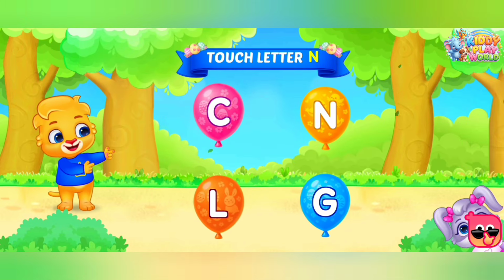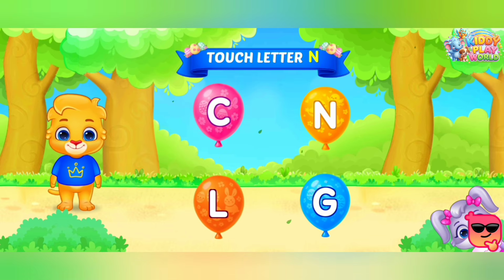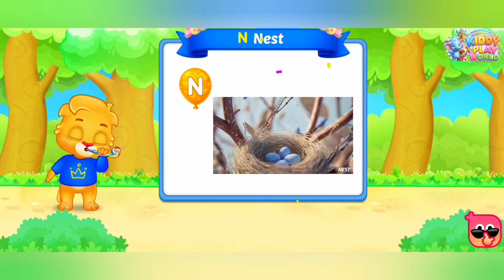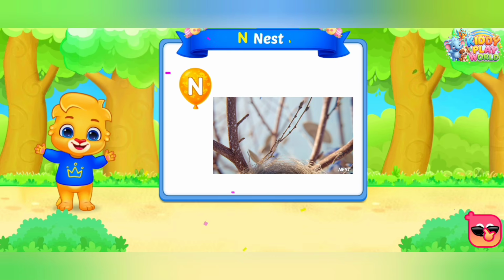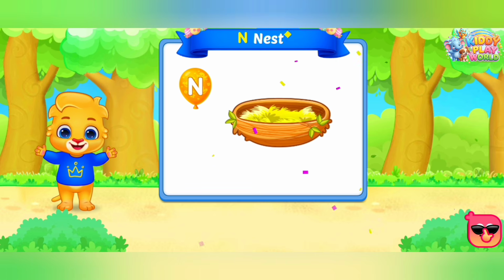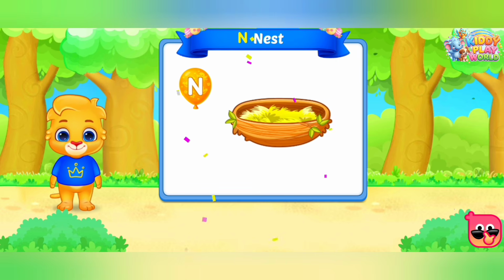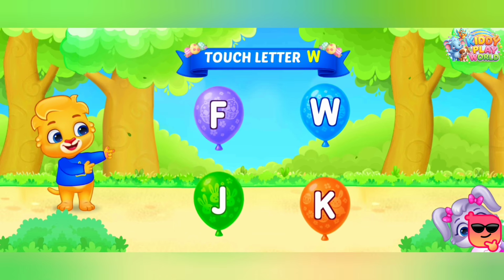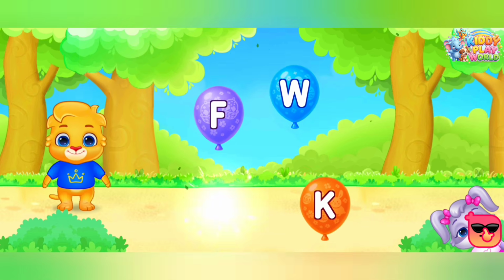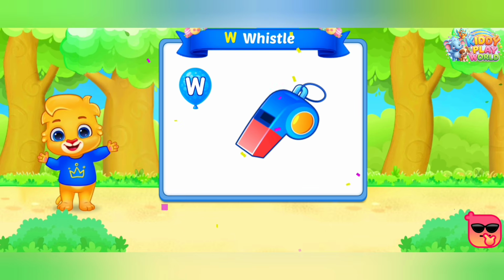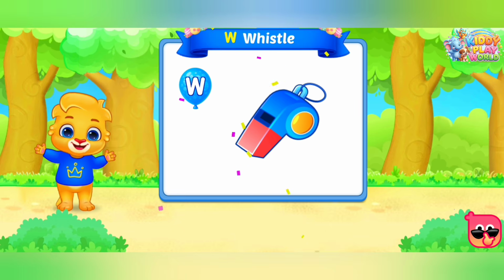Touch letter N. N is for nest. Touch letter W. W is for whistle.